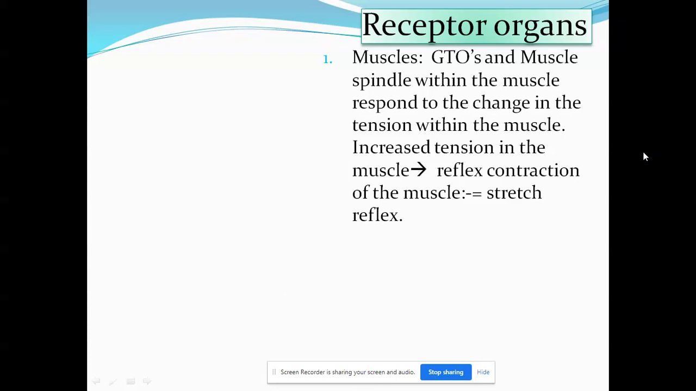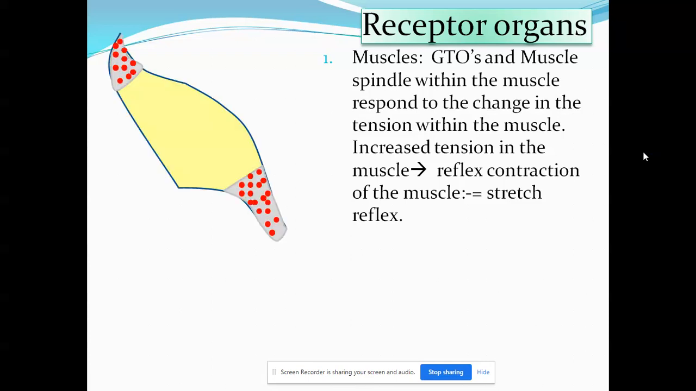When you are falling, there is a sudden increase in the tension of the muscle. This leads to reflex contraction of the erector spinae or your extensor group of muscle. This is nothing but the stretch reflex. This is just a brief of the stretch reflex. I'll be dealing with the stretch reflex in detail. Let's look at how the muscles respond, being a receptor organ.